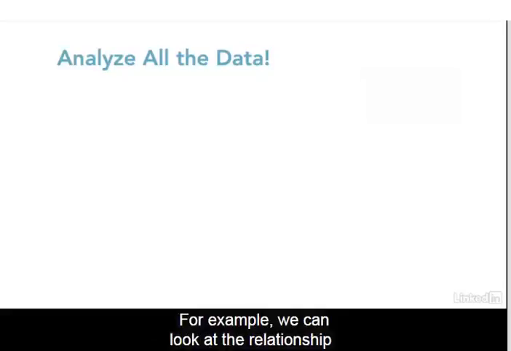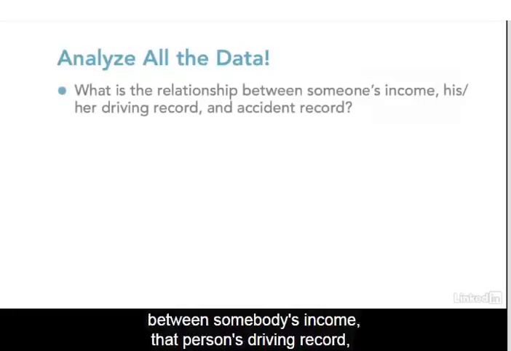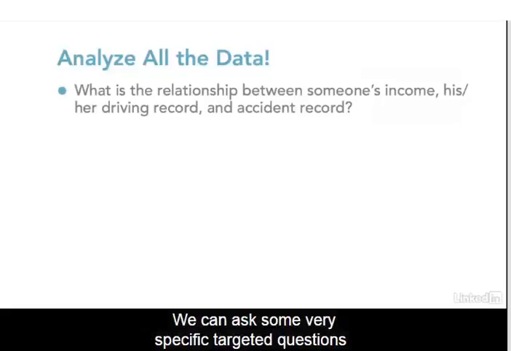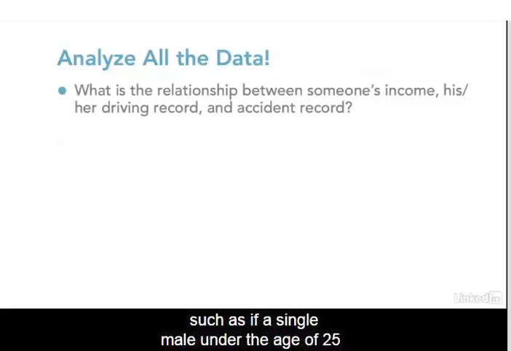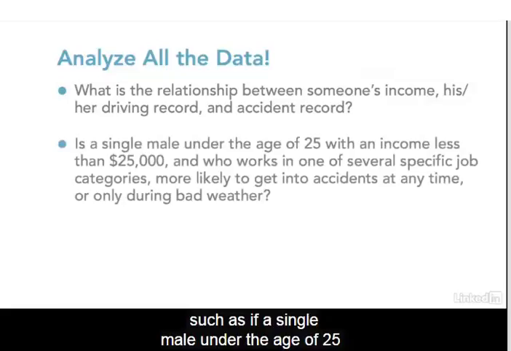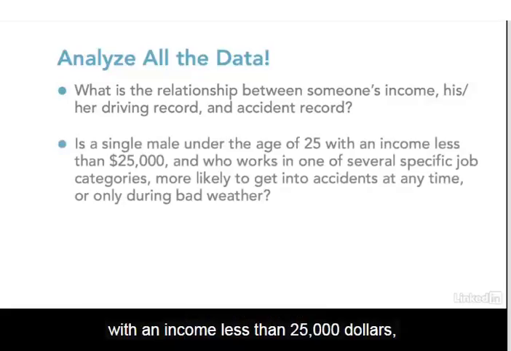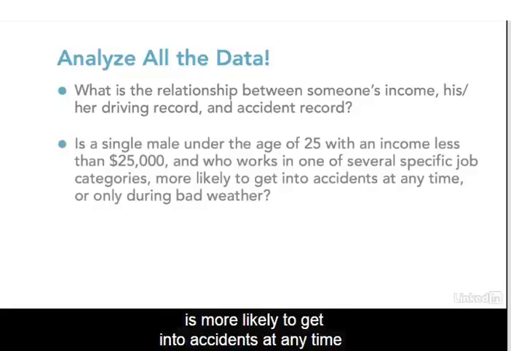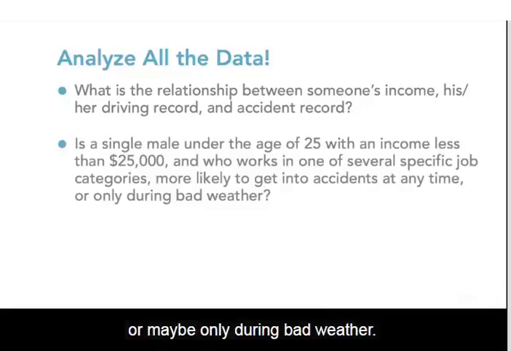For example, we can look at the relationship between somebody's income, that person's driving record, and then their accident record. We can ask some very specific targeted questions, such as if a single male under the age of 25 with an income less than $25,000 and who works in one of several specific job categories is more likely to get into accidents at any time or maybe only during bad weather.